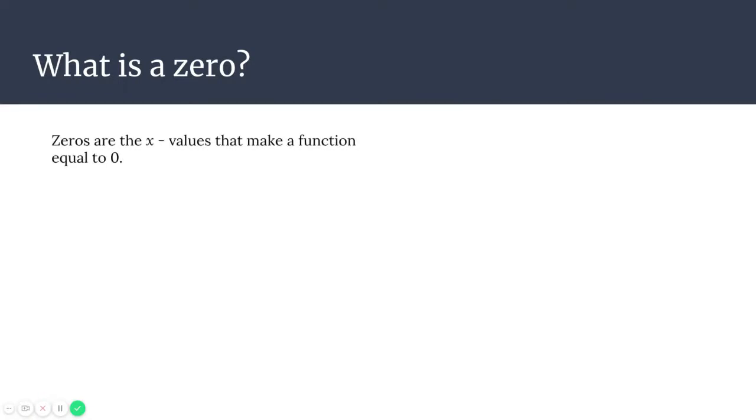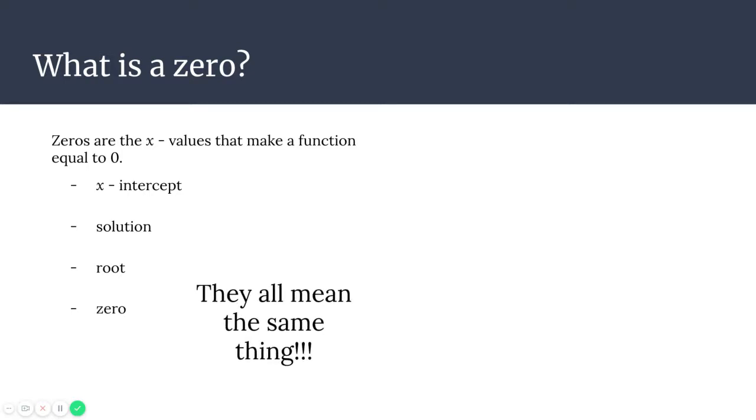So, what is a zero? A zero, or zeros, are the x values that make a function or an equation equal to 0. That's why they are called zeros. Now, zeros have many different names. The most recent thing we've talked about is x-intercepts. They can also be referred to as a solution, a root, and of course a zero. So they all mean the same thing. If you hear one, they all mean another word. They're synonyms for each other.